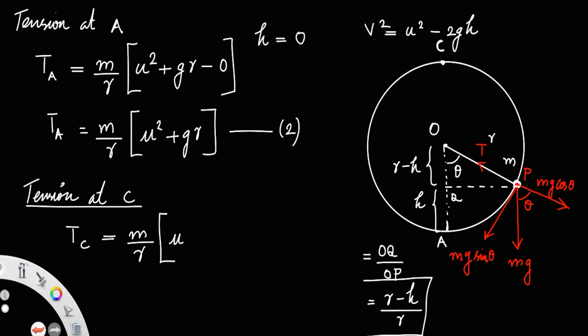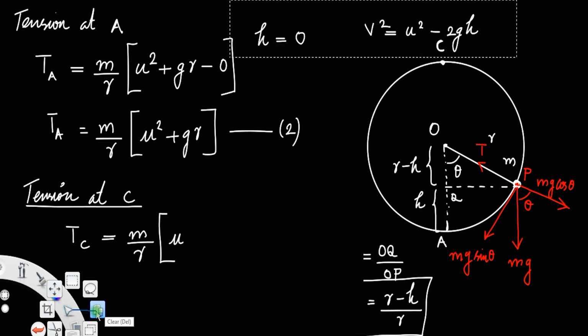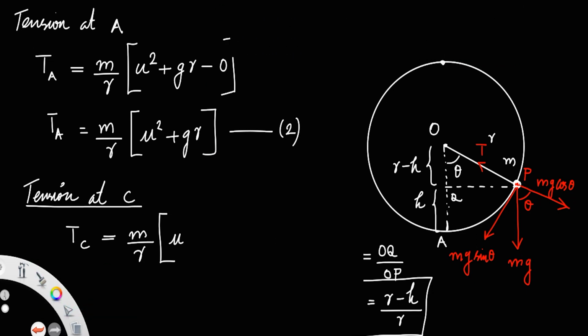We have the equation. Let's write that equation again, the final expression, because I just erased that equation. It will be useful if you look at that equation. This is equal to m by r times u square plus gr minus 3gh. This is the expression for tension at any point.